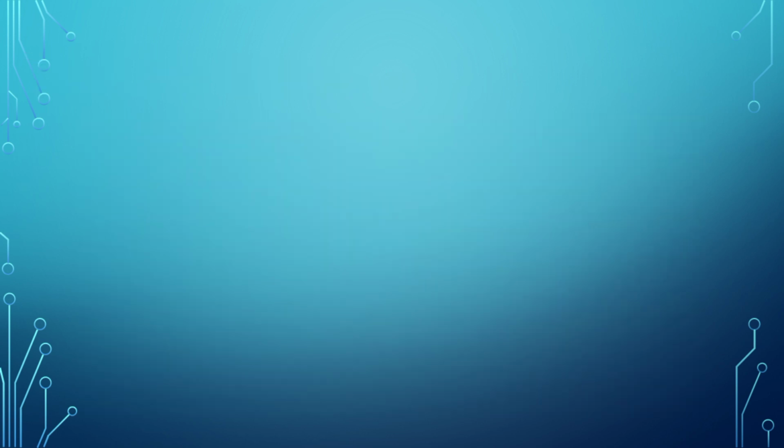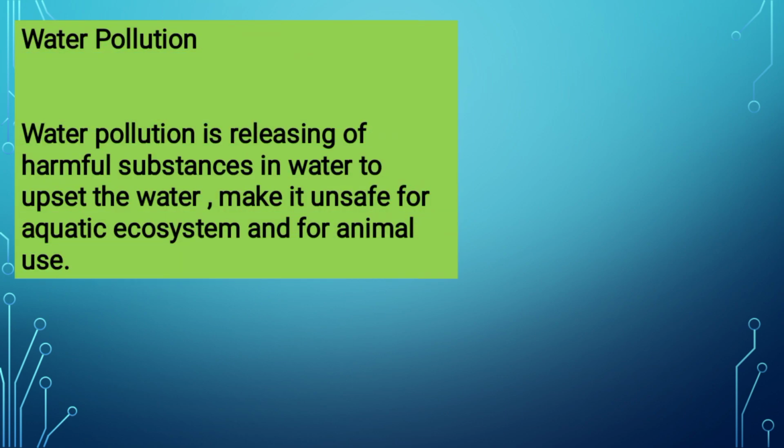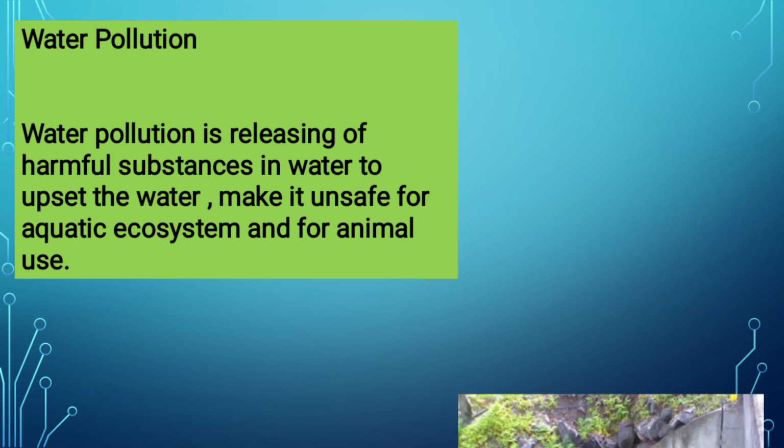Now we have treated water based on classification and also treated water as a compound. Let's look at water pollution. I will not take much of your time here. Water pollution is the releasing of harmful substances in water to upset the water, making it unsafe for aquatic ecosystems and for animal use, where the animals include you and I, because according to biologists, we believe that human beings are a higher animal, so it will make it unsafe for even human beings to stay here.